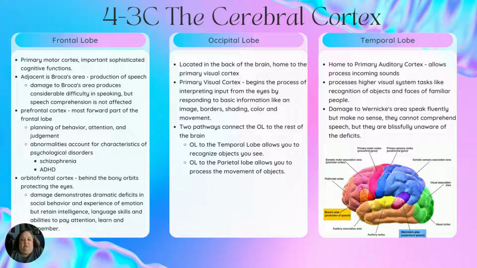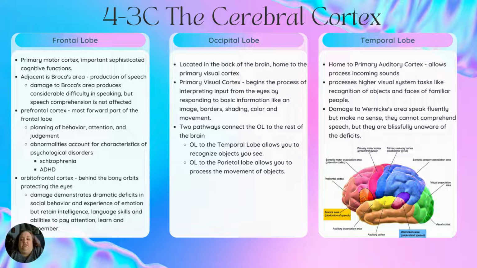We also have the occipital lobe. This is located in the back of the brain, and it's home of the primary visual cortex. The primary visual cortex begins the process of interpreting information from the eyes by responding to basic information like images, borders, shading, kind of taking in the whole picture. There are two pathways that connect the occipital lobe to the rest of the brain. You have the temporal lobe, which allows you to recognize objects, and then you have the parietal lobe, which allows you to process the movement of objects.